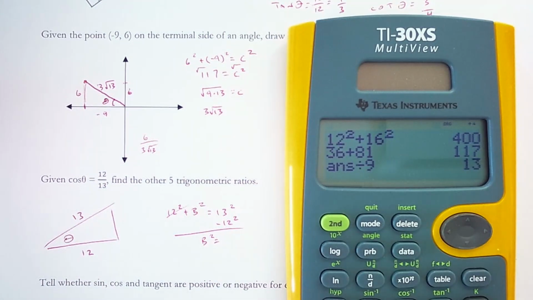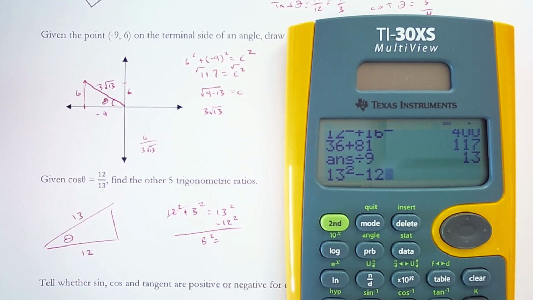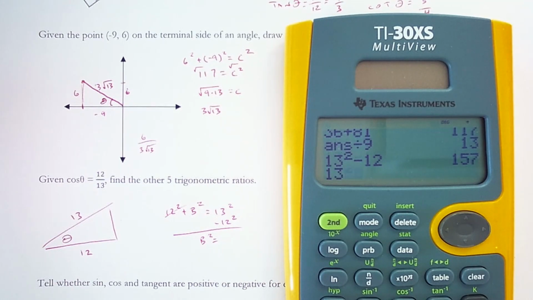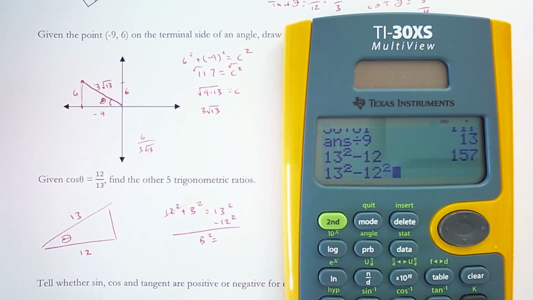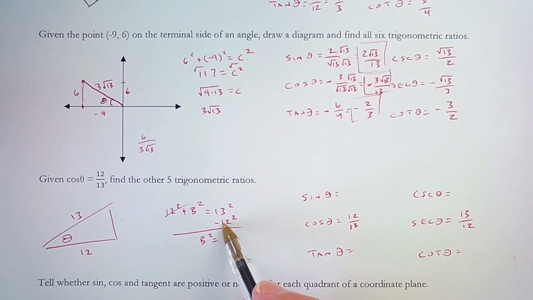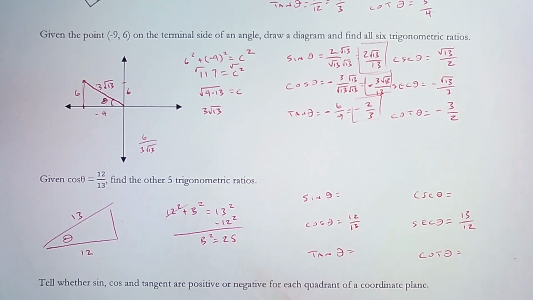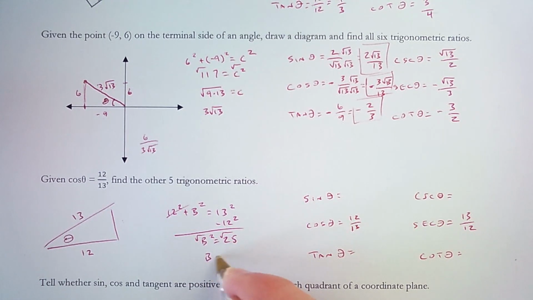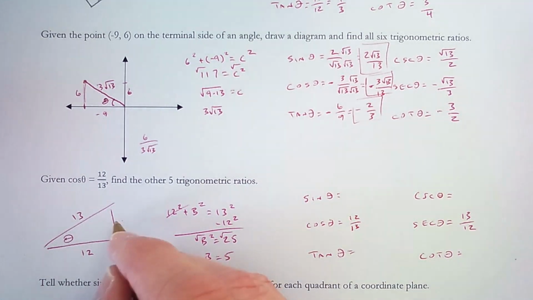And then I can do this in my calculator. 13 squared minus 12 squared is 25. So that's really 169 minus 144, which is 25. And then the square root, and 25 is a square number. b is 5.